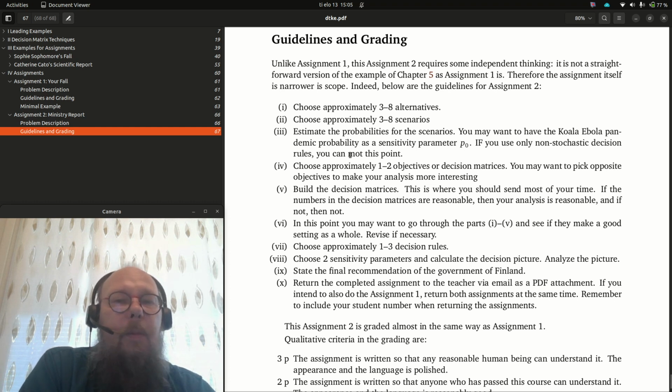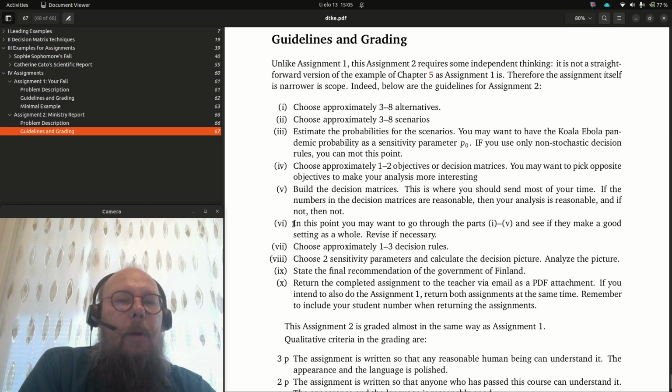A bit of typos here. Sorry about that. Then choose approximately 1 to 2 objectives, that is decision matrices, and you may want to pick up opposite objectives, make your analysis more interesting. Point 5, build the decision matrices depending on the objectives 1 or 2, and this is where you should spend most of your time. Again, I've said this many times, let me say it again. If the numbers in the decision matrices are reasonable, then your analysis is reasonable, and if not, then not.